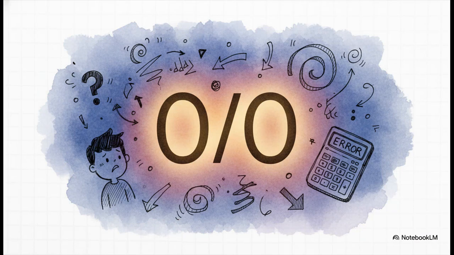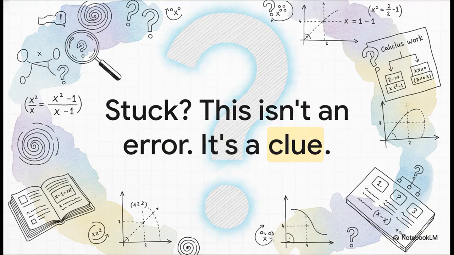Because sometimes, when you try that direct substitution, you get this, 0 over 0. Now, I know your first instinct is probably to think, oh, it's undefined, or maybe I messed up. But in the world of limits, this is something else entirely. Getting 0 over 0 is what we call an indeterminate form. And it absolutely does not mean the limit doesn't exist, not at all.